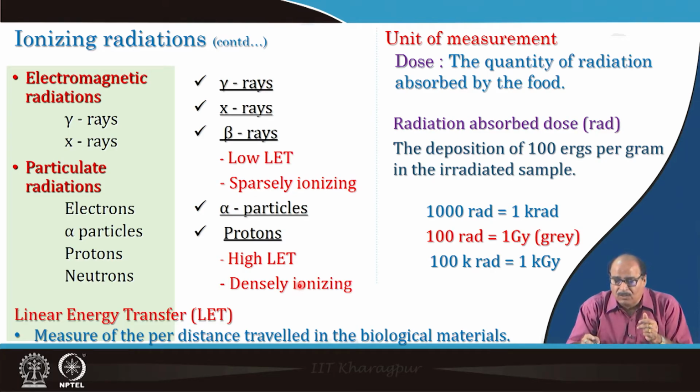The dose of radiation is the quantity of radiation absorbed by the food. Normally the rad is used for this purpose. A rad is the deposition of 100 ergs per gram of the irradiated sample. The radiation which can deposit 100 ergs of energy per gram of the irradiated sample is known as 1 rad. So, 1000 rad is equal to 1 kilo rad, but recently another unit, the gray, has been used in food irradiation technology. So, 100 rad is equal to 1 gray, accordingly 100 kilo rad will become 1 kilo gray.